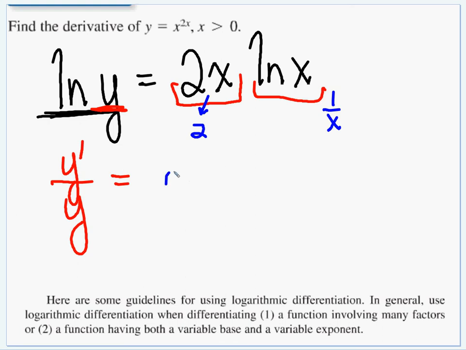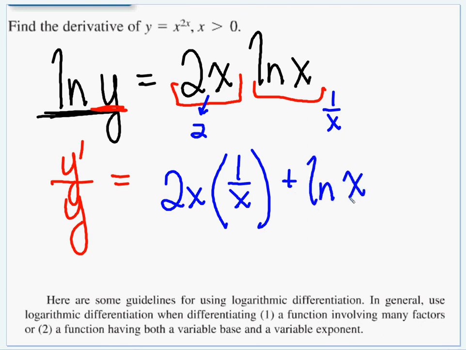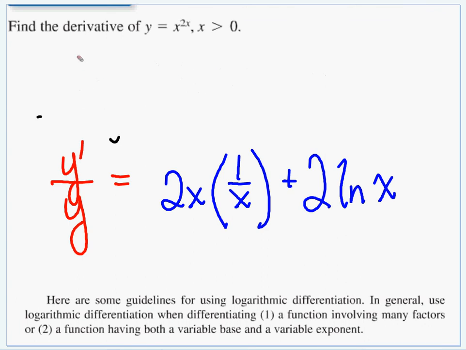So when we derive this, we're going to have the first thing, 2x, times the derivative of the second, plus the second thing, ln of x, times the derivative of the first, and I'm going to put my 2 in front of that ln so it doesn't look like the ln of x2 or 2x, so it looks a little better like that. Okay, let's see if we can simplify a little bit, maybe use some algebra.